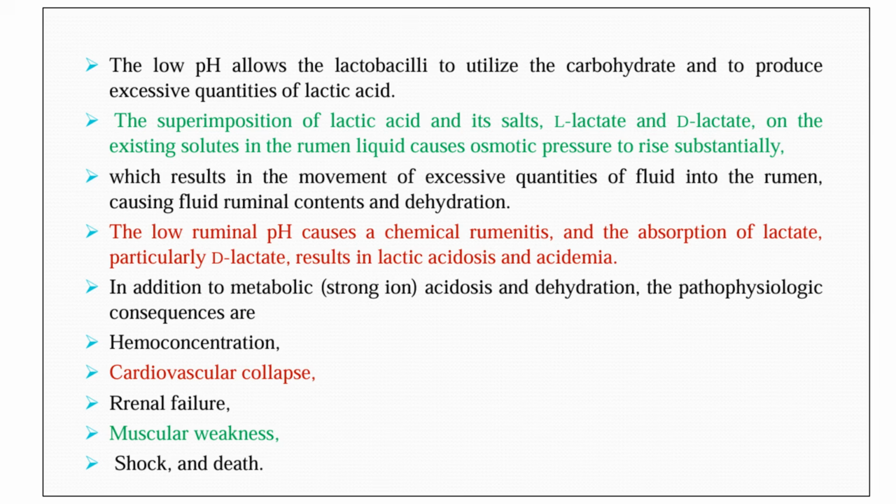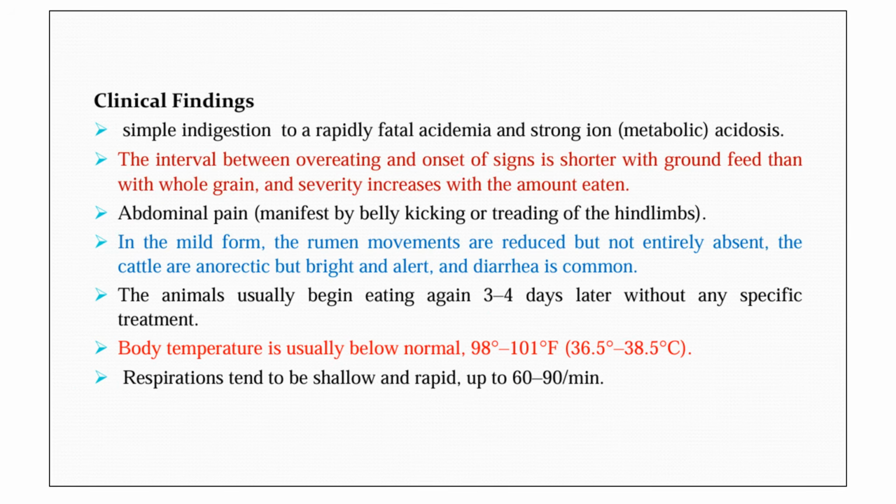This kills beneficial protozoa and bacteria, but allows acid-producing bacteria to thrive, further lowering the pH. The lower pH causes inflammation, loss of appetite, and damage to the rumen lining. Clinical symptoms include reduced feed intake, dehydration, severe diarrhea, and lethargy. In severe cases, rapid breathing, staggering, and coma can occur.